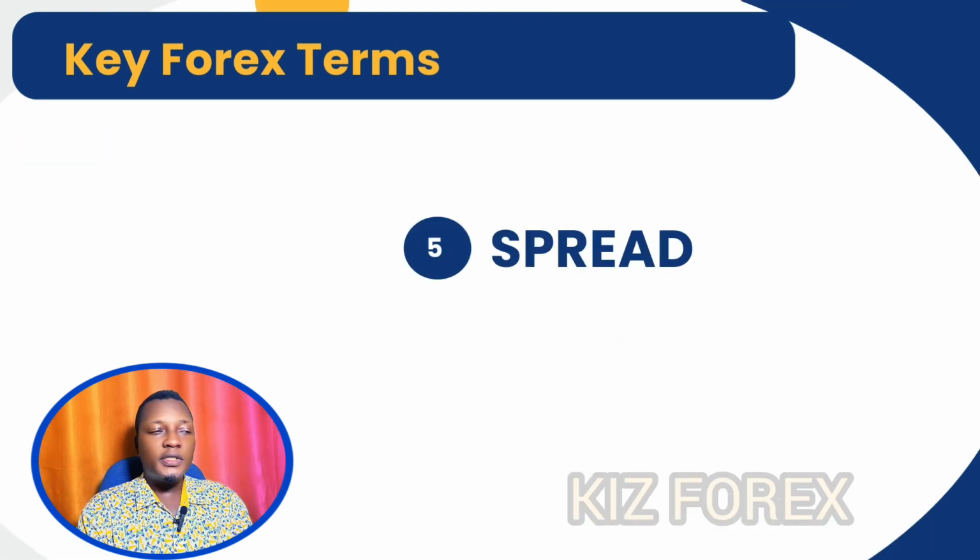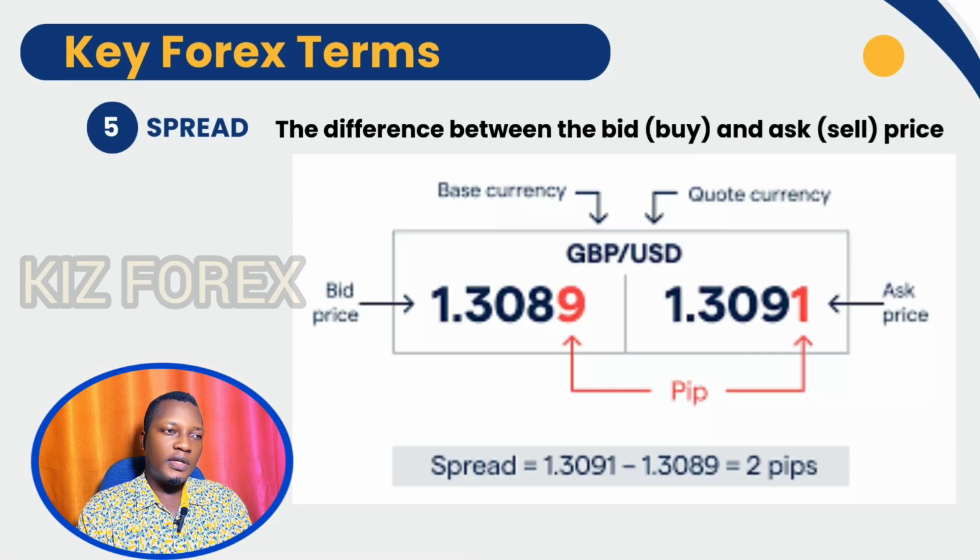Right, another terminology that you need to know in the Forex market is, of course, the spread. Now, what is spread? The spread is the difference between the bid price, which is the buying price, and the asking price, which is the selling price. As you can see on this graphical representation, we have the GBP USD, quoted for 1.3089, and then quoted for 1.3091.